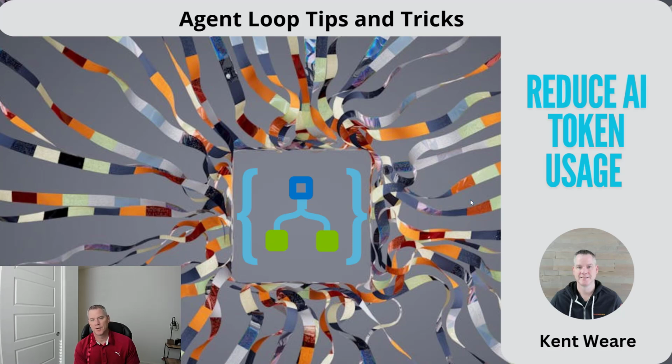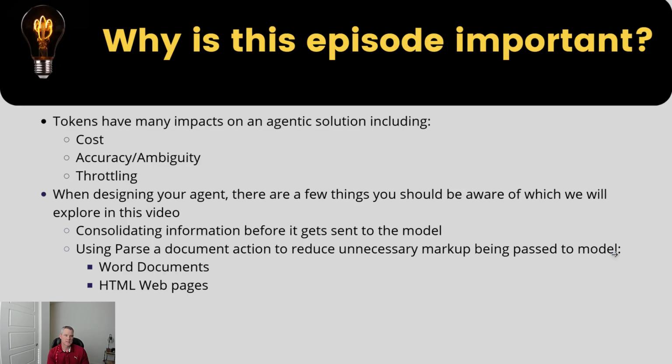Today what we're going to talk about is some agent loop tips and tricks, and more specifically we're going to look at how we can reduce our token usage. Let's go. Alright, so why is this important?